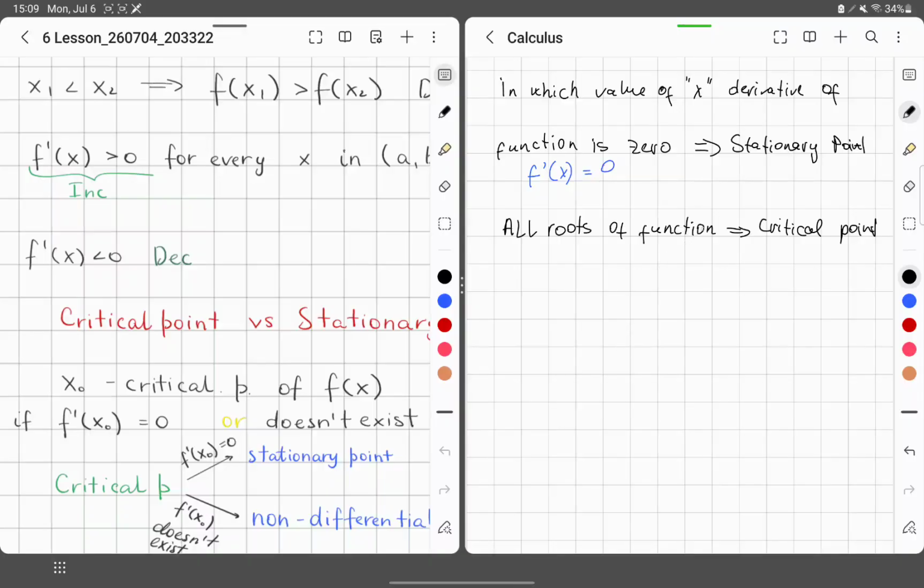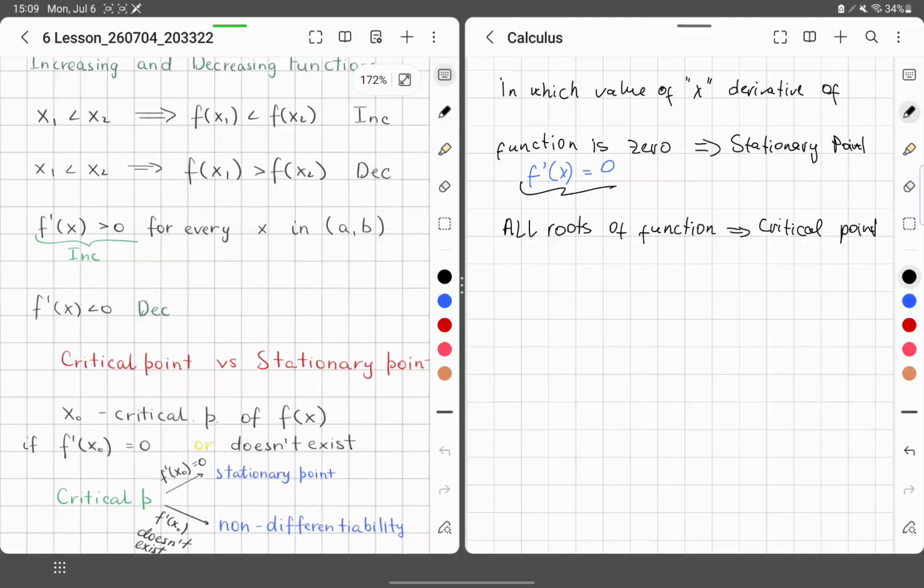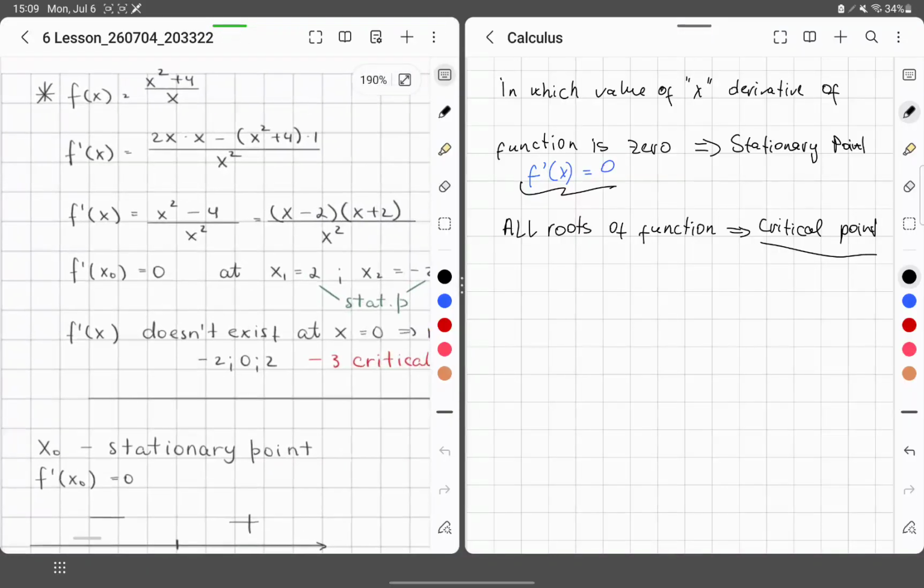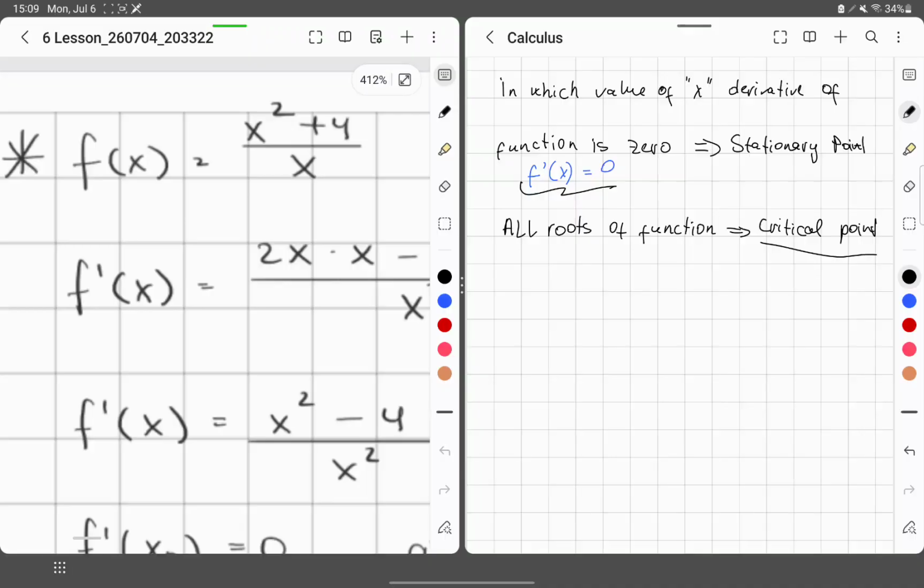But critical points can be every point, this place, this place, this place, but not all stationary points are critical points. There is a difference. If we want to find stationary points, we apply this: for which value of x the derivative will be 0. But all roots are critical points. Okay, that's so easy. Let's see an example, and that is my teacher's example.